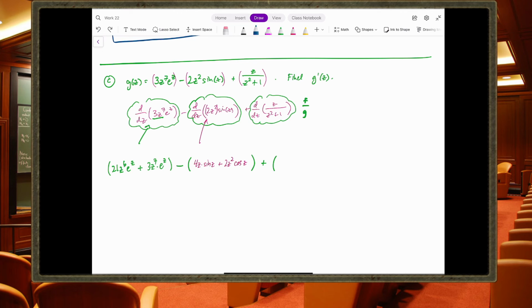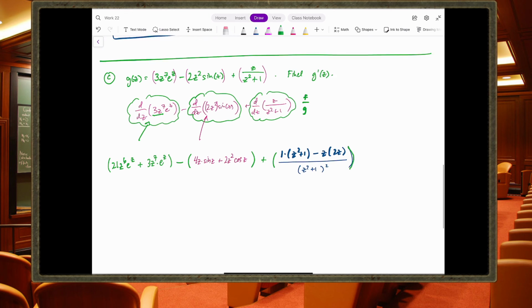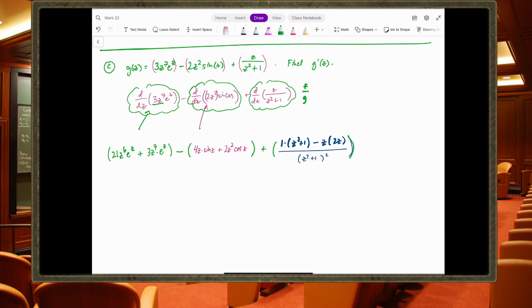So f prime is 1 times g, z squared plus 1, minus f g prime, z times g prime. What's the derivative of z squared plus 1? It's just 2z, all over g squared, z squared plus 1 squared. Okay. And here, again, not a ton to simplify. So we're okay to just call this g prime of z for now.